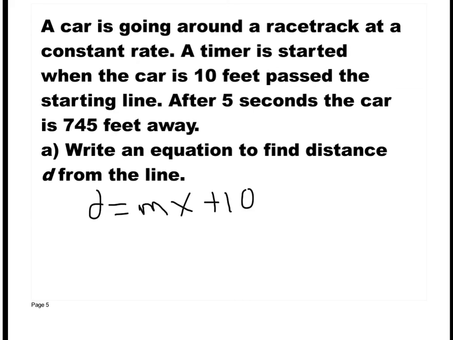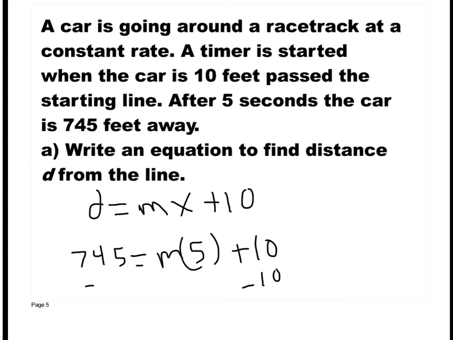What I need to do is figure out what my slope is. Everybody get that? Yep. Okay, so 745 is my d, my distance, right? My x is actually my time, which is 5. So I subtract 10 from both sides. So I got 735 is equal to 5m. I divide by 5. This is going to give me my speed, or my slope.